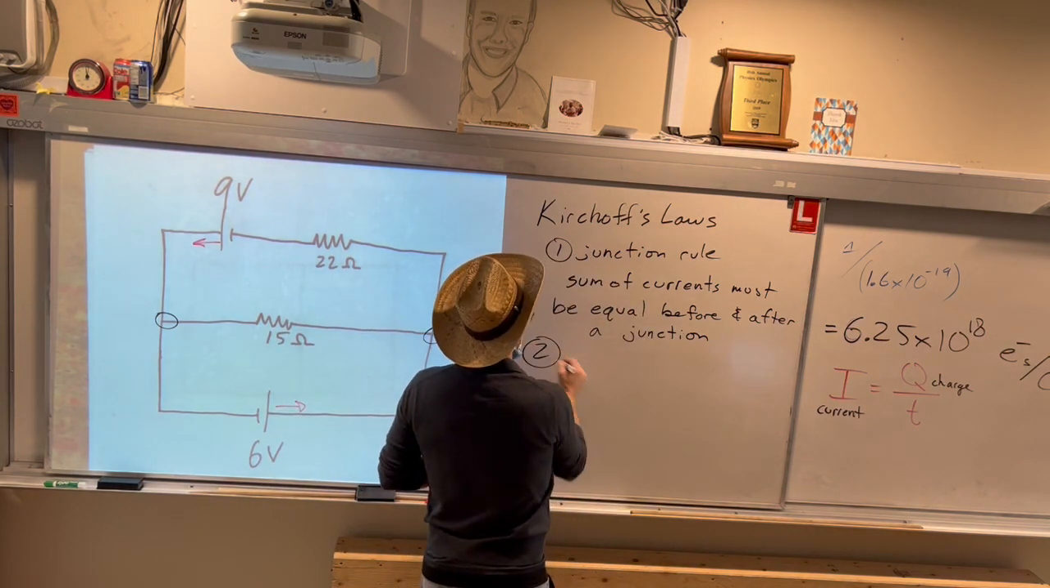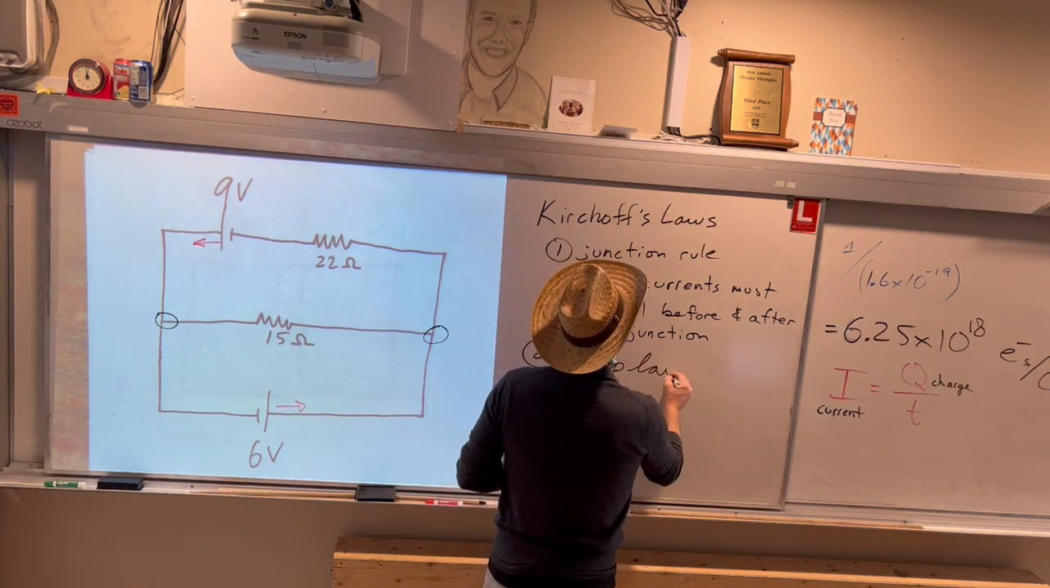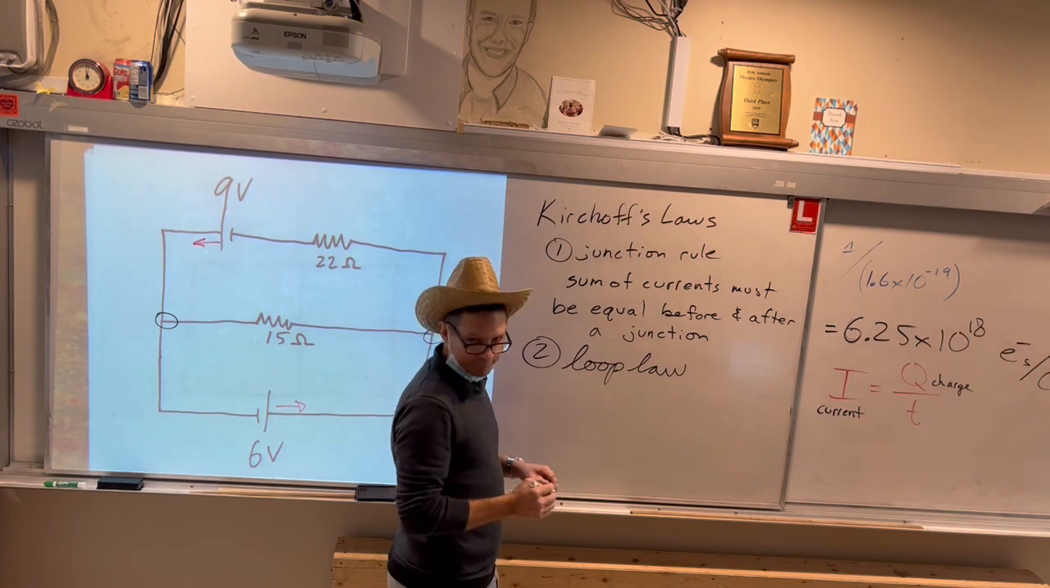The second rule is called the loop law. I don't know why, but I always have to write it in cursive.